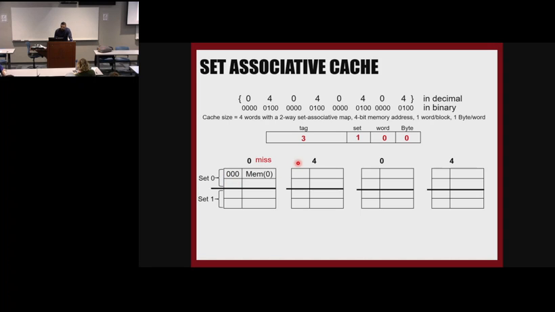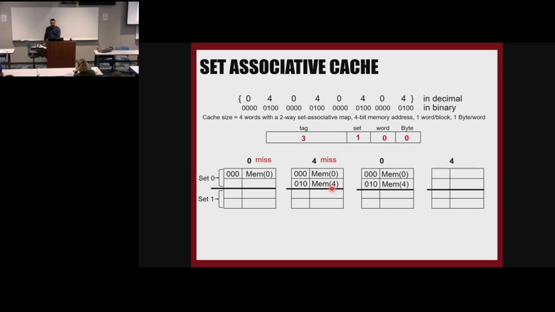The next one is a 4. So 4 is another compulsory miss because we don't have the data there. And we come and sit here. But we look at this 0. This is for set 0. So we look at set 0. But when we check the tag, we see that this doesn't exist in the cache. So 4 is going to sit in the second line in that set.